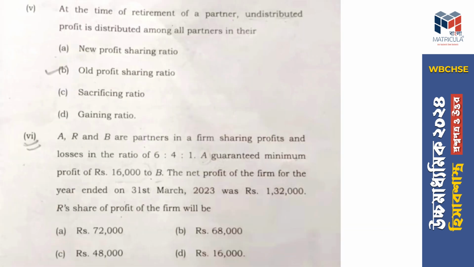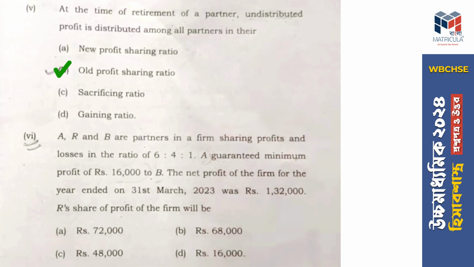Number 5, at the time of retirement of a partner, undistributed profit is distributed among all partners in their. Option A, new profit sharing ratio, option B, old profit sharing ratio, option C, sacrificing ratio, option D, gaining ratio. Right answer is option B, old profit sharing ratio.